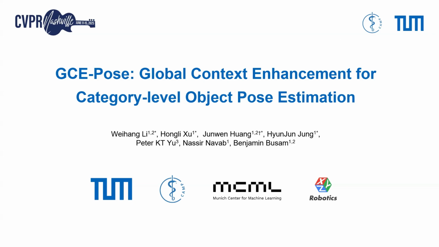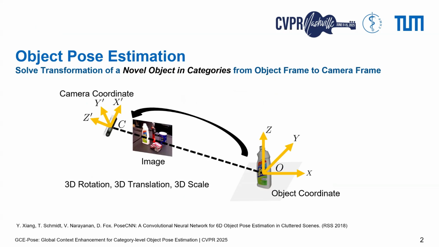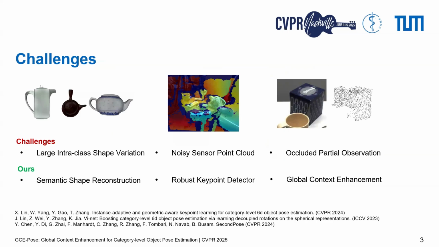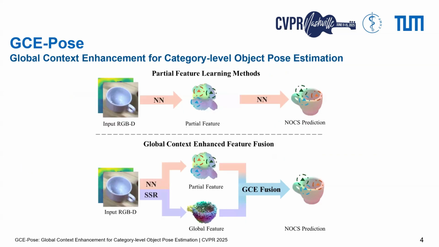Today we present GCE-Pose, Global Context Enhancement for Category-Level Object Pose Estimation. We solve the transformation of a novel object in categories from object frame to camera frame. Category-level pose estimation faces several challenges, such as intra-class shape variation, noisy sensor point cloud input, and occluded partial observation. GCE-Pose proposes the Semantic Shape Reconstruction, a robust keypoint detector, and a global context enhancement.